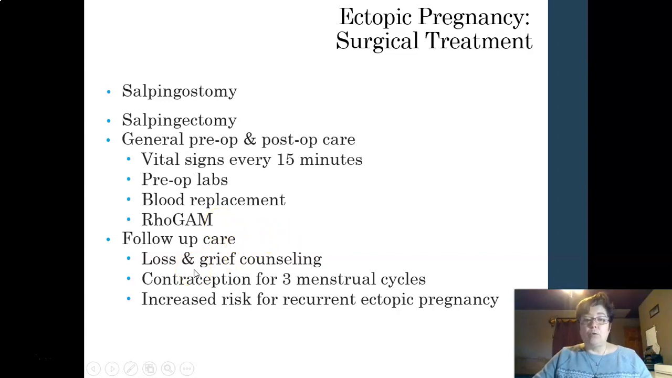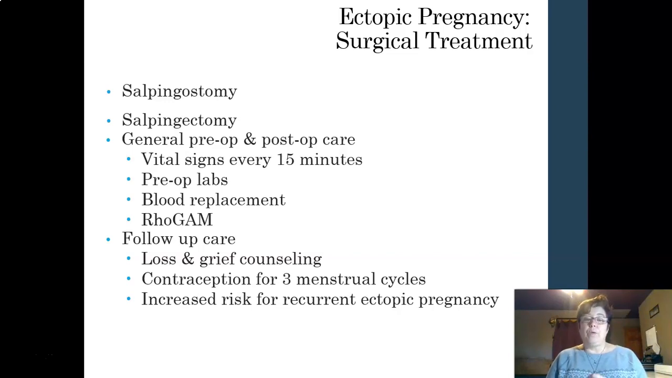We want to provide emotional support. This was the loss of a pregnancy, okay? She may have known she was pregnant already, she may have thought she was pregnant already, or she may have just found out that she was pregnant and that she is going to lose that pregnancy, okay? So there could be a gamut of emotions that they will feel, and how they will respond. So it's important to provide that emotional support and provide them resources that they can seek out for grief.